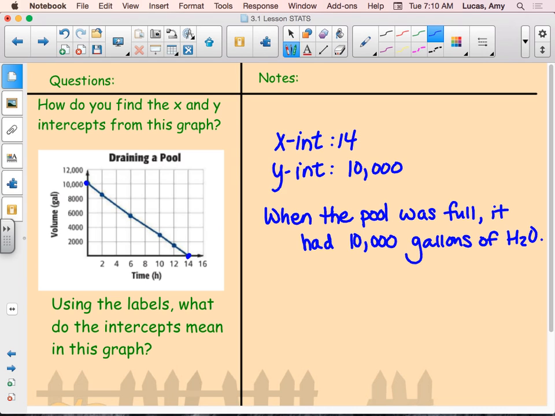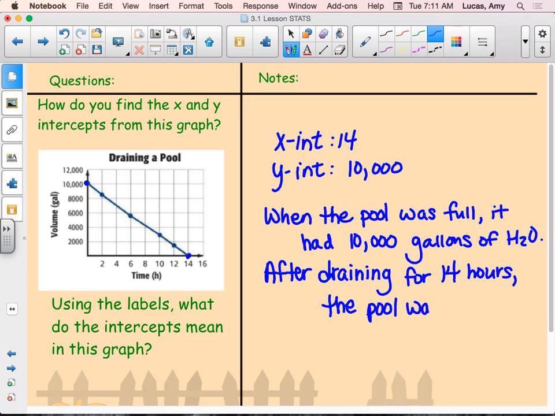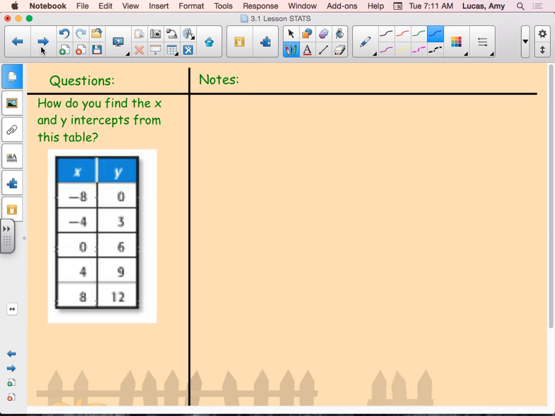I'm assuming of water. Then, at the bottom, 14 hours. After 14 hours, after draining for 14 hours, the pool was empty. So these last two examples are just showing how you can use a graph, find the intercepts, and then interpret the situation. Now we're moving on to a table.